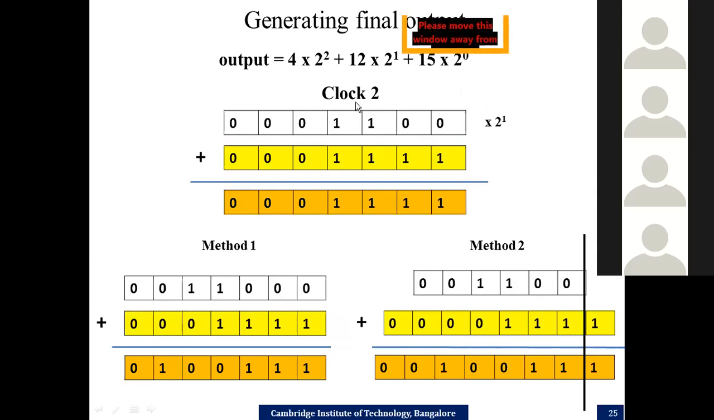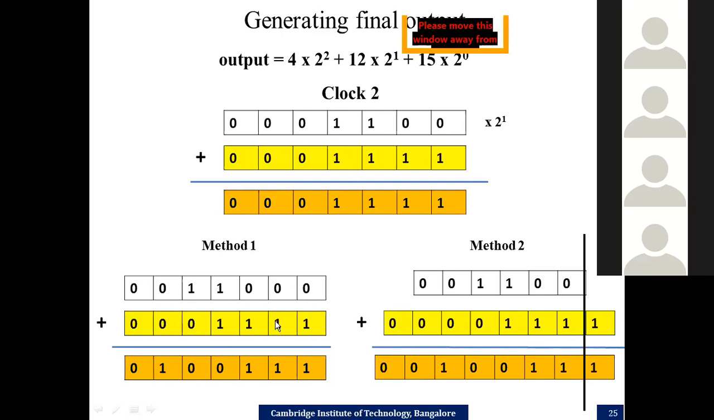Now, to perform this addition operation, there are two methods available. What is method 1? In method 1, since 12 should be multiplied by 2 power 1, we shift 12 towards the left. So 12, which is 1100, shifted left becomes 11000. After multiplying 12 by 2 power 1, it is just shifting 12 to the left. Then adding it with the content of the register, 1111, you get an output 100111.